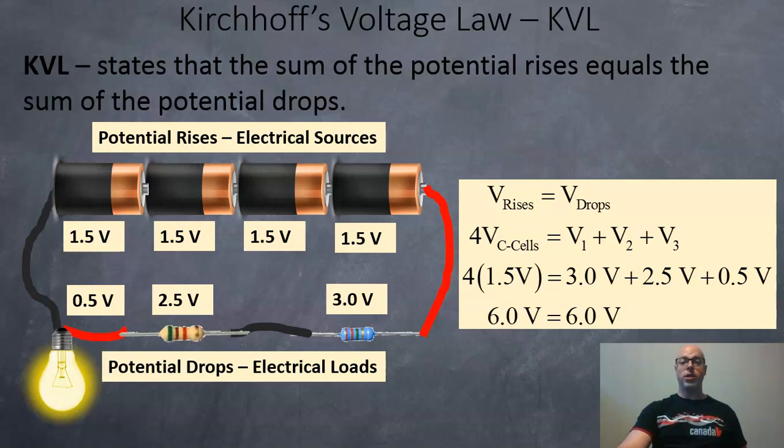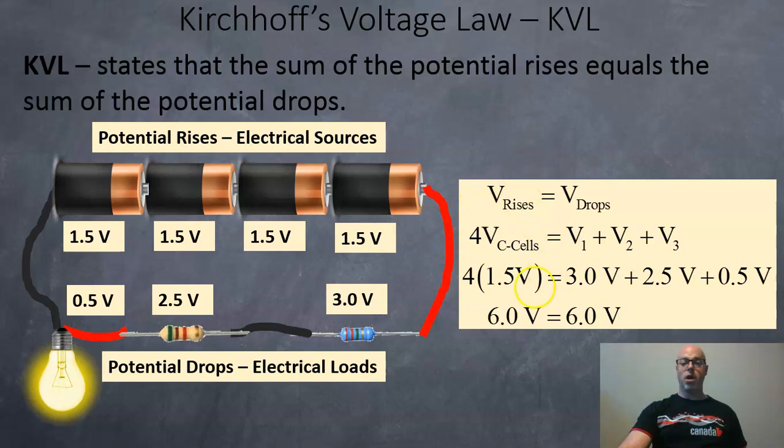Kirchhoff's voltage law states the sum of the potential rises equals the sum of the potential drops in a circuit. So in this case here, we have 1, 2, 3, 4 D cells in series, each 1.5 volts. So we got 4 times 1.5 volts. So that's 6 volts of potential rise, or being put into the system.